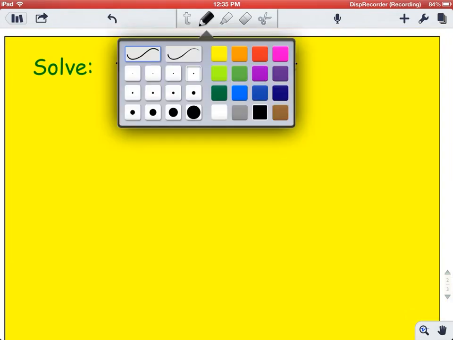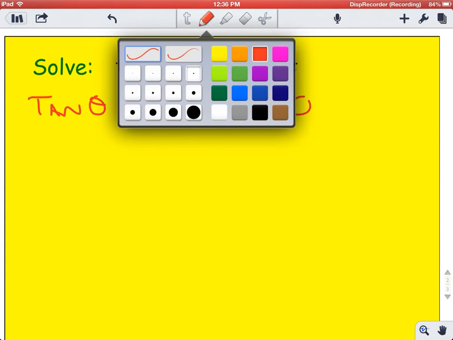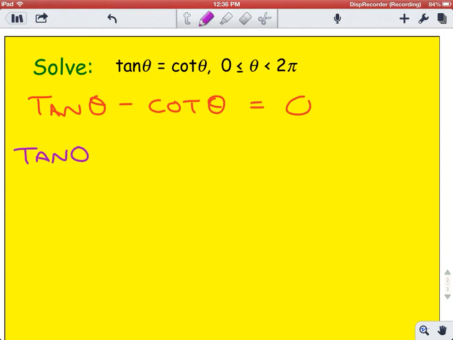All right, so tan theta equals cotan theta. This is actually a pretty basic problem, and some of you, right off the top of your head, can probably answer this without any algebra. Of course, we're going to go through the proof of all the algebra, but what theta would be the same for tan and cotan? So let's do this algebraically. I'm going to employ a similar tactic, which is get this equal to 0 by subtracting cotan, and then I'm going to turn cotan into 1 over tan.